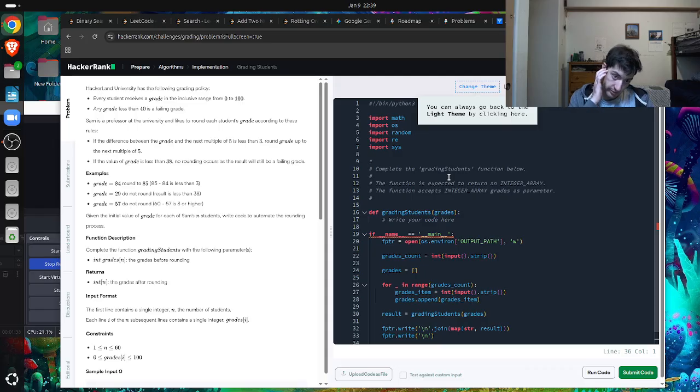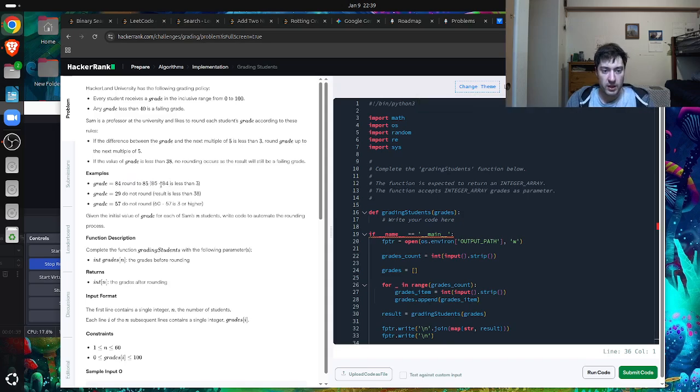So 84 goes up to 85. It's less than 3, okay? This doesn't round, it's less than 38. Oh, okay, 57, we do not round. So given the initial value of grades for each of Sam's students, write code to automate the rounding process.